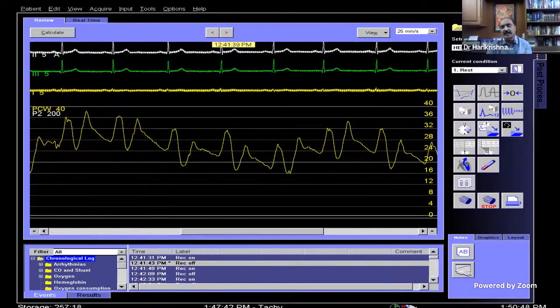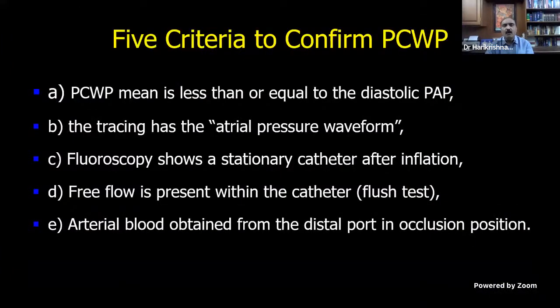Is there any condition which increases the left ventricular pressure, whether it's a left ventricular inflow obstruction or an elevated left ventricular end-diastolic pressure? It increases the pulmonary capillary wedge. So how will you confirm that it is a pulmonary capillary wedge? That will be the next question which is asked.